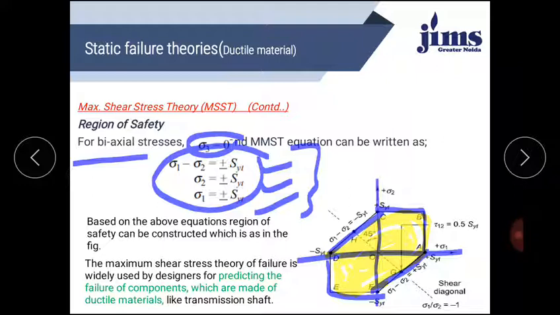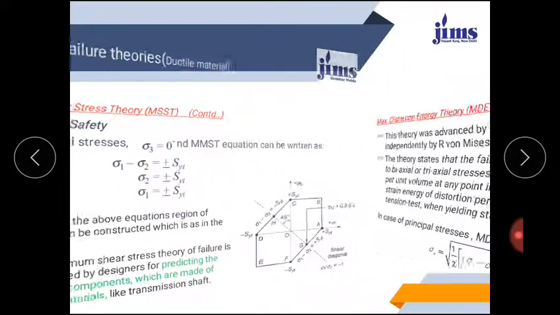The maximum shear stress theory of failure is widely used by designers for predicting the failure of components which are made of ductile material like transmission shaft. So this theory is mainly used in case of ductile material, and it is a conservative theory to predict the dimension of the component, because it is generally considered a safer side to calculate the dimension of the component which is made of ductile material.